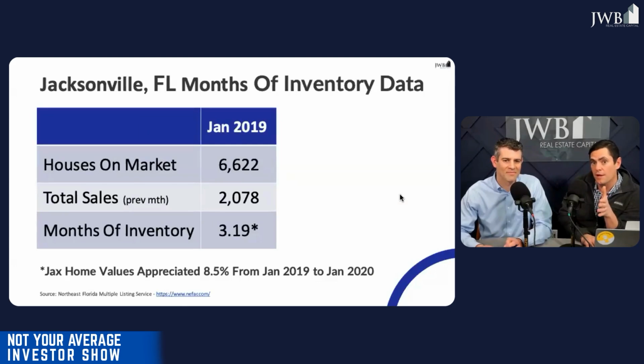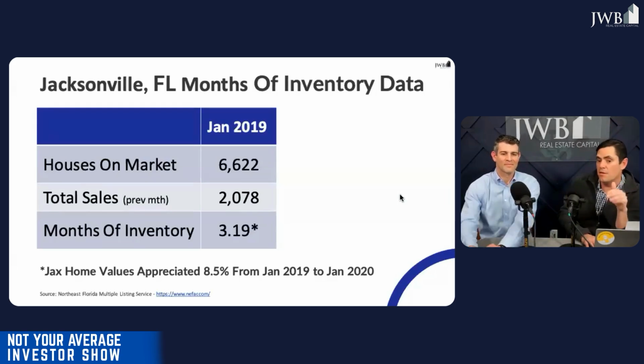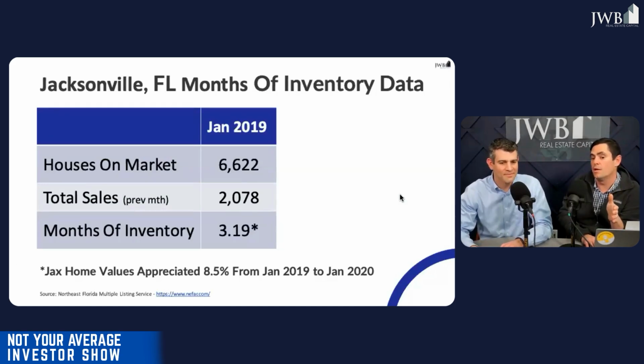And this is one of the big marker stats that our community has really grown to understand and love. And let's dive into it, right? This months of inventory right now in 2019, again, you divide the houses on the market by the total sales previous month. 2019, it was at 3.19, which is considerably below the median trend of 5%, right?